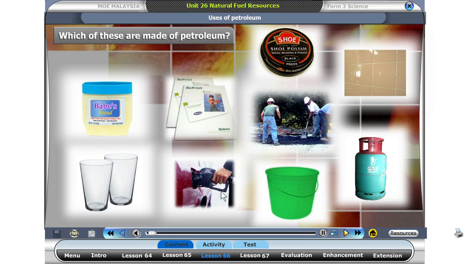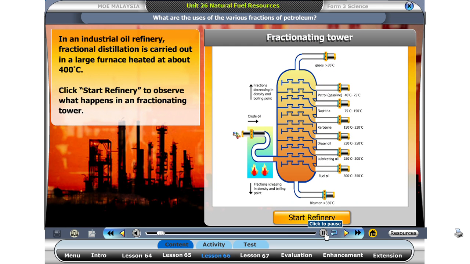Can you identify which objects are made from petroleum fractions? In an industrial oil refinery, fractional distillation is carried out in a large furnace heated at about 400 degrees Celsius. Click Start Refinery to observe what happens in a fractioning tower.